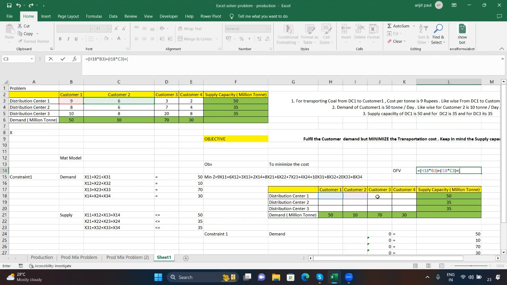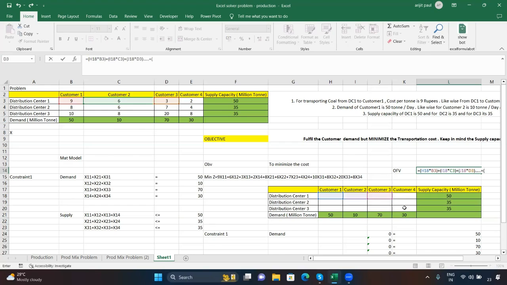the quantity of customer 3 that we are going to transport from DC1, we need to select this cell, multiplied with the cost of transporting that coal from DC1 to customer 3. That means we need to select this one, which is 3 rupees per ton in our problem. Plus, likewise, we need to go up to this cell. Likewise, we need to go up to which cell?